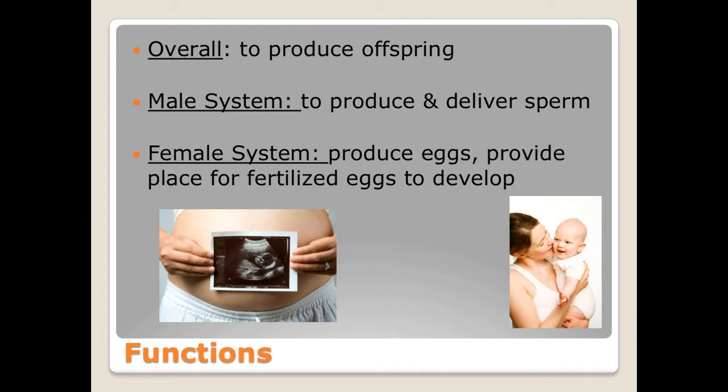And then the female system is a little bit more complicated. They produce eggs, which have half the genetic material that will get passed on to the offspring. But then they also provide an environment or a place for that fertilized egg to develop. So as far as energy expenditure, it's much greater for women than men in humans, and actually most animals.